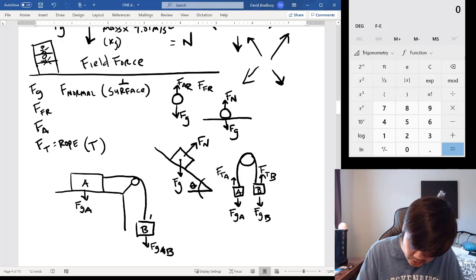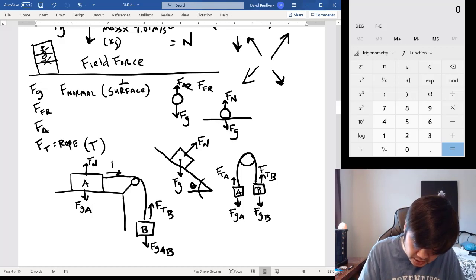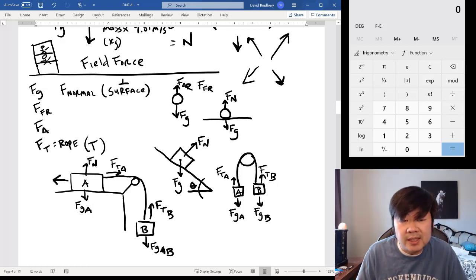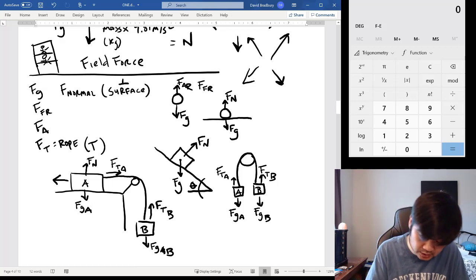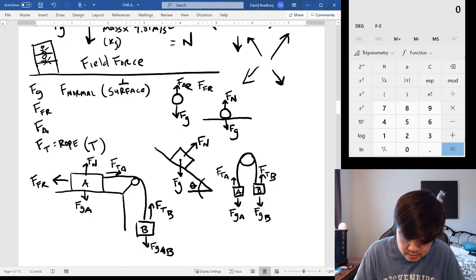And then what do we have here? We have a rope here, so we have force tension of B. And then this is definitely on a surface, so we have normal force. Now, what else do we have here? We definitely have force tension going in this direction, force tension A. And then let's just say there was friction on this table. So friction always, well, not always, but in this case it would oppose the motion. So this would be force of friction.